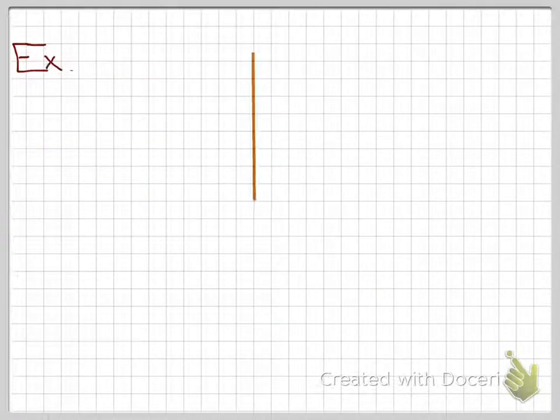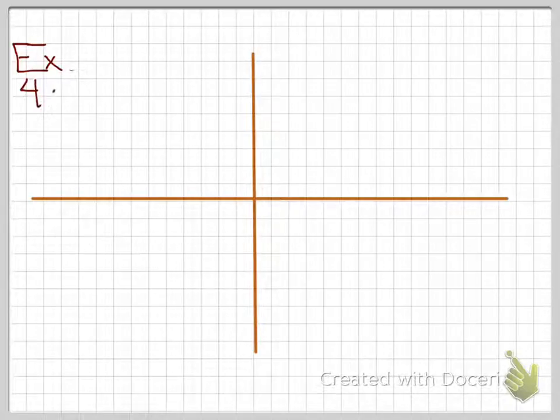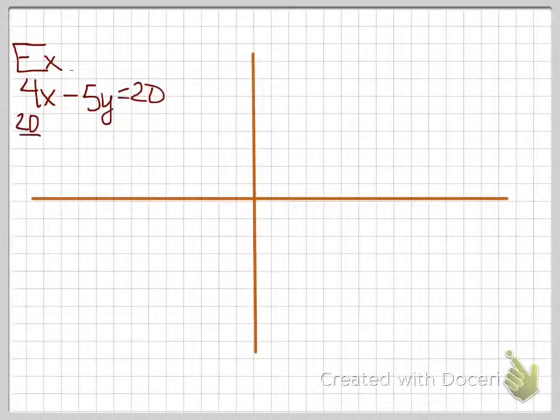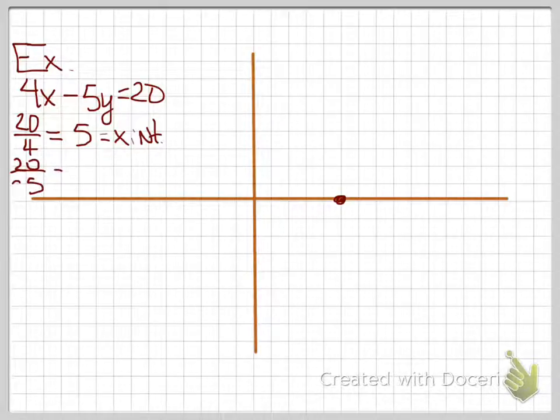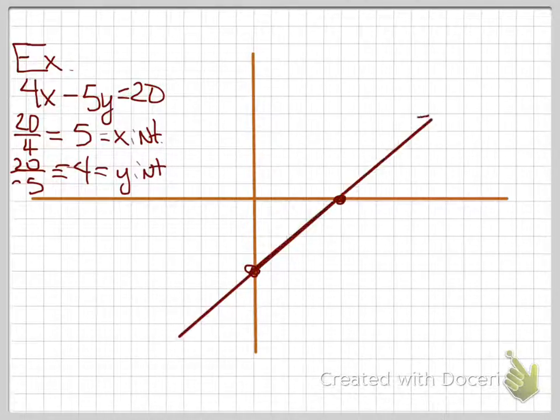Okay, so next example. 4x minus 5y equals 20. 20 divided by 4 is 5, so that would be my x-intercept. Notice that's the number in front of the x. When you divide it by the x, you get the x-intercept. 20 divided by negative 5 gives me an answer of negative 4, which would be the y-intercept, down below. Connect the 2 points, make your line, there you go.